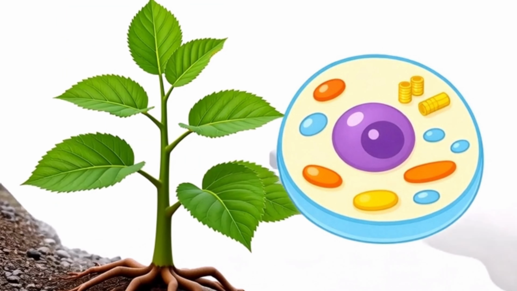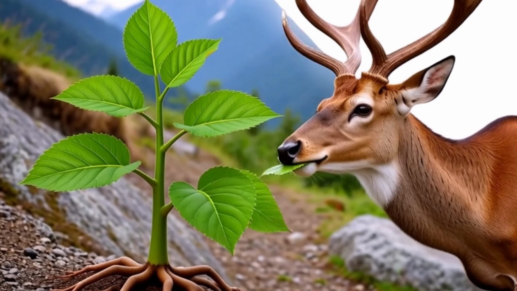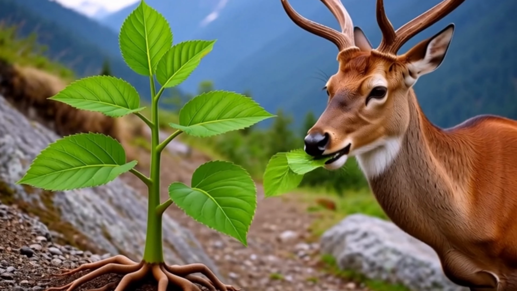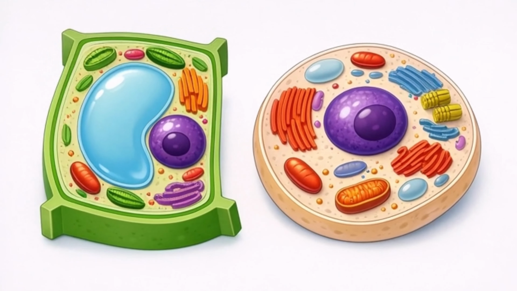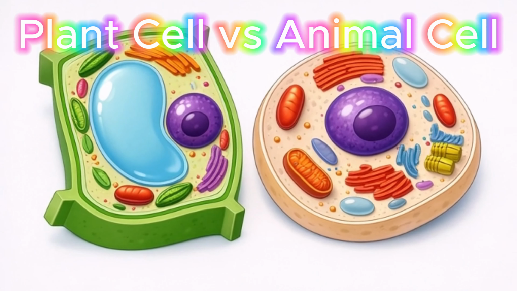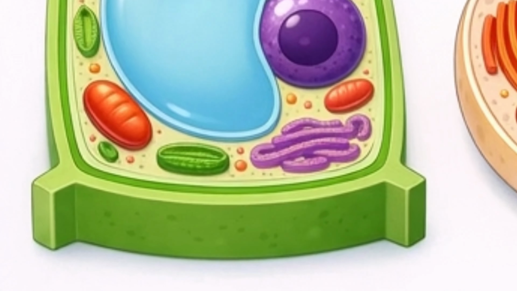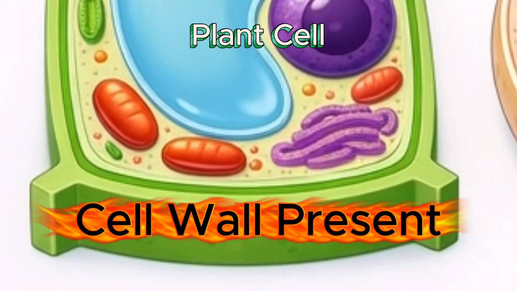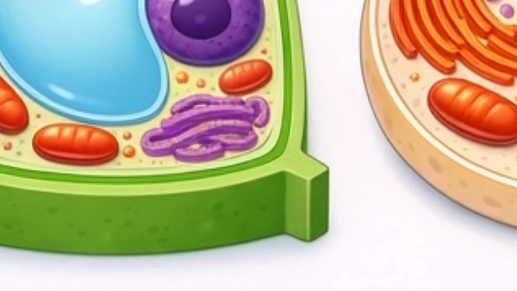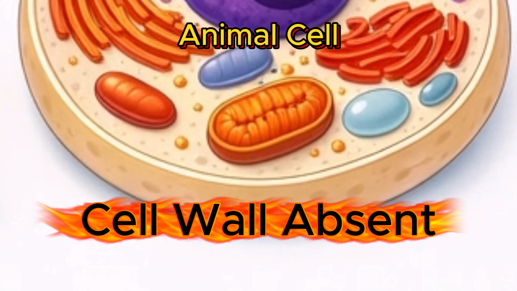All living organisms are made of cells, but plant cells and animal cells are not the same. Let us understand the important differences between a plant cell and an animal cell. Plant cells have a rigid cell wall, but animal cells do not have a cell wall.